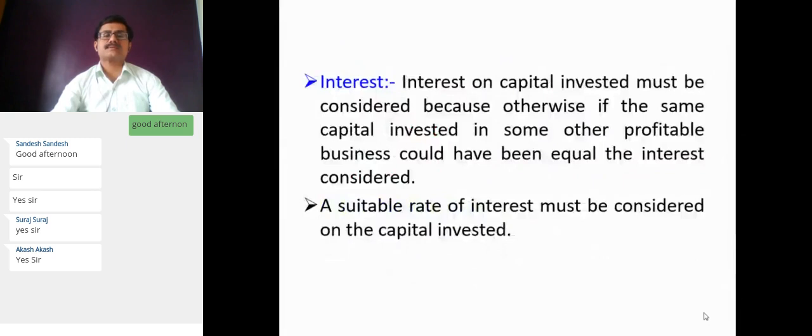The interest that we have seen: a suitable rate of interest must be taken into consideration on the capital invested, because your financer or investor will definitely be looking at what return he or she can get on the capital invested. So the rate of interest should definitely be taken into consideration.